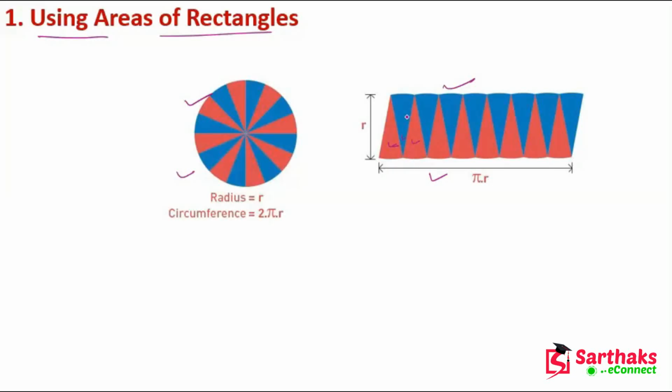My dear friends, if the number of sectors cut from the circle is increased, the parallelogram will look like a rectangle like this, with length equal to pi r, and breadth equal to the radius. If we open this circle, we get a parallelogram or a rectangle like this.